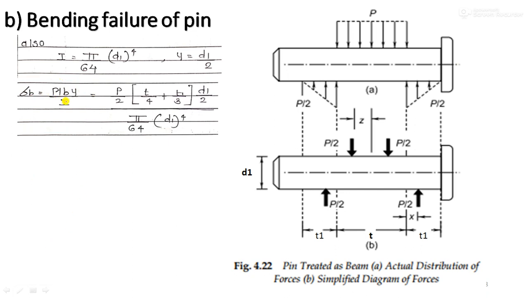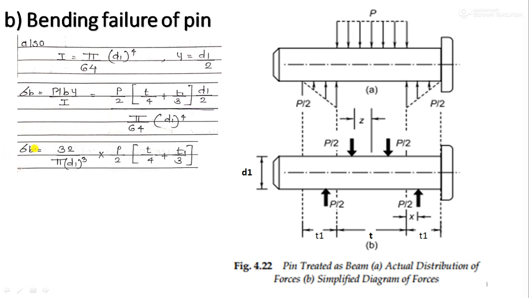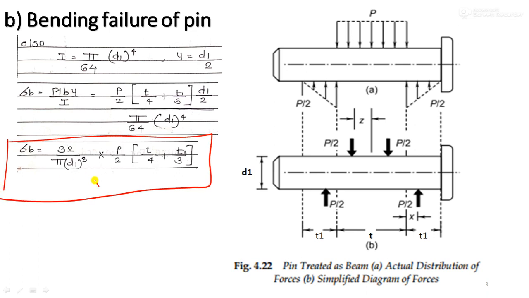So sigma b is equal to M y upon I. Put M, which you have already calculated, y we know, I we know, and finally I am getting a final formula: sigma b is equal to 32 upon, now unfortunately this formula I didn't find anywhere in the data book.